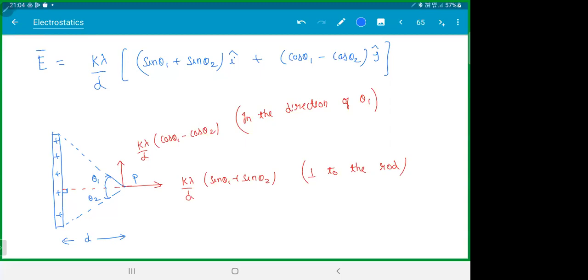Clear? Let's see some questions on this. Now, before that, some more results of this. Case 1: if theta 1 and theta 2 are equal to 90, what you get is an infinite rod. So the result will be 2 times k lambda by d.